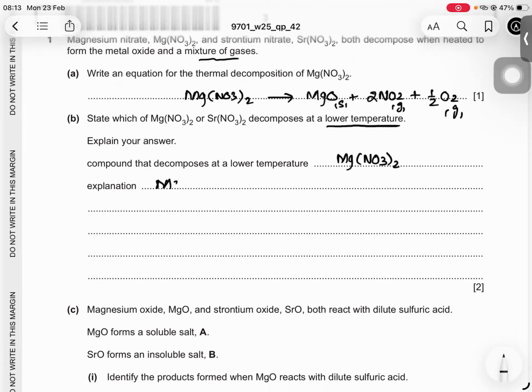And why is it less stable? Because the magnesium ion has a smaller cationic radius, or, as you said, I can also write more charge density. I think this is what you are supposed to say.